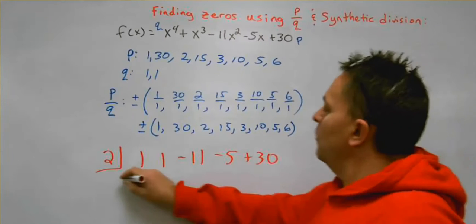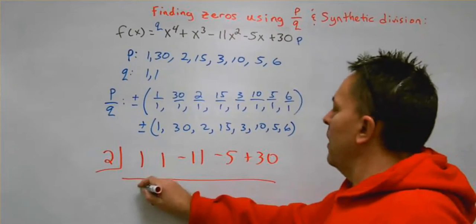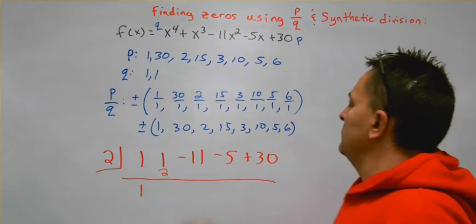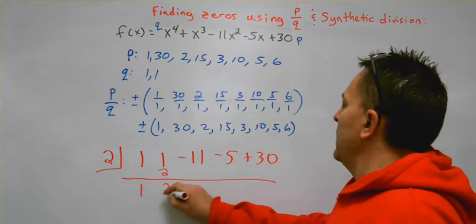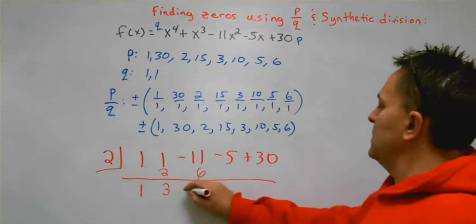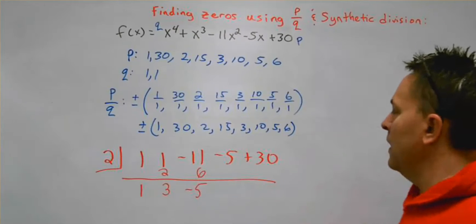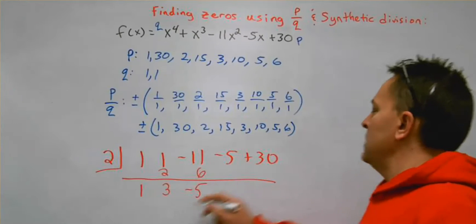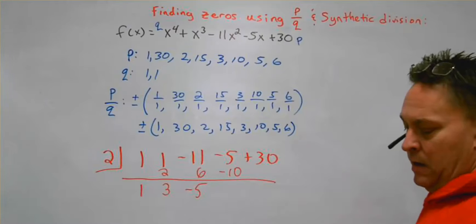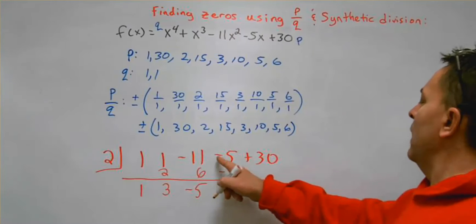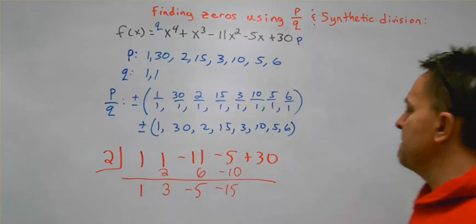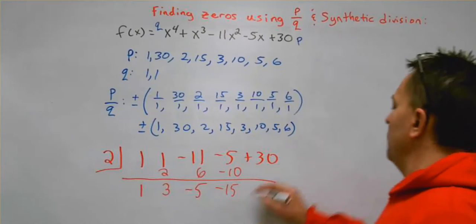Draw my line down, drop my first value down there. 2 times 1 is 2. 1 plus 2 makes that 3. 2 times 3 is 6, which makes that a negative 5. 2 times negative 5 is negative 10, and then I've got a negative 15 there. And then 2 times negative 15 is a negative 30.